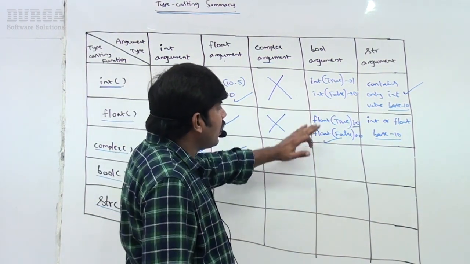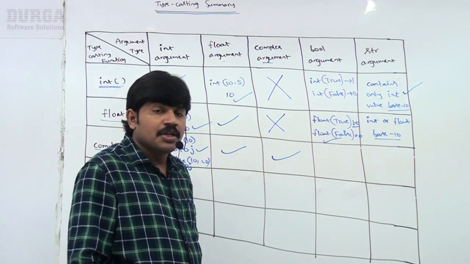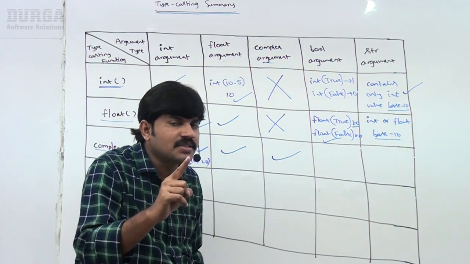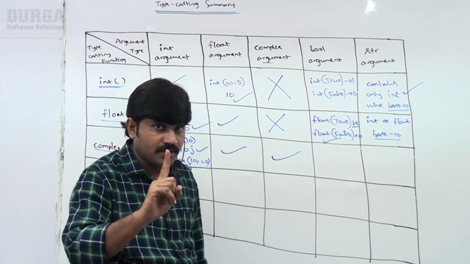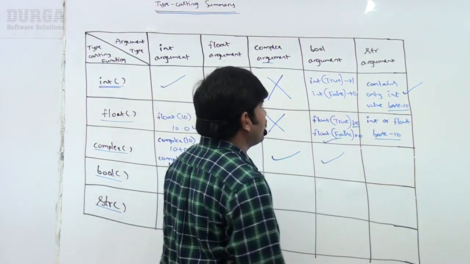So, bool argument. If you pass a bool argument as true, with only one argument, it will become the real part. Of course, its internal value 1 will be considered if it is true. If it is false, 0 will be considered. Yes, possible. I will explain with an example.